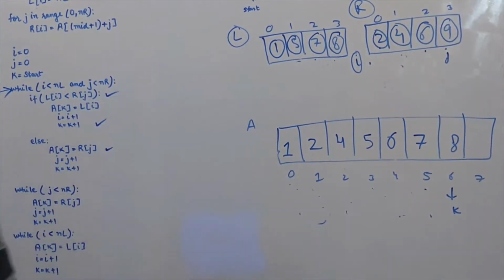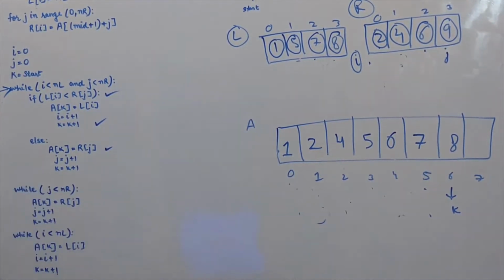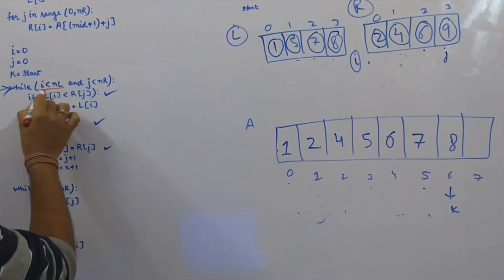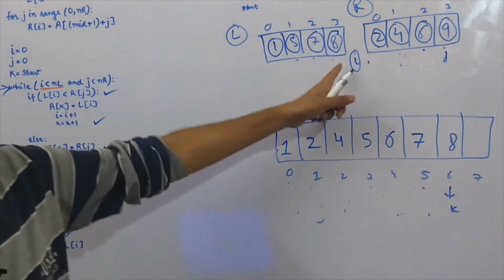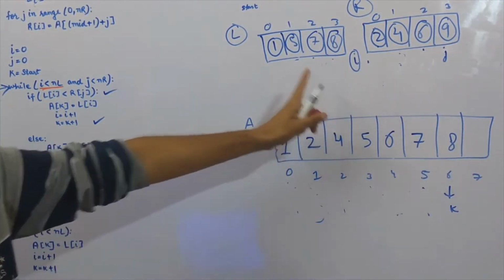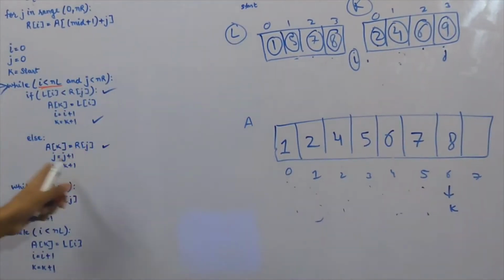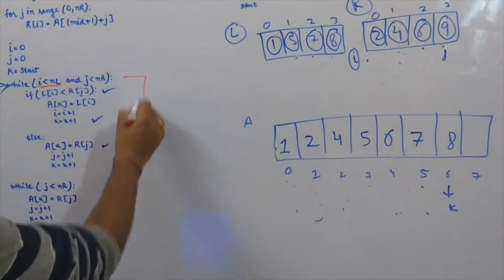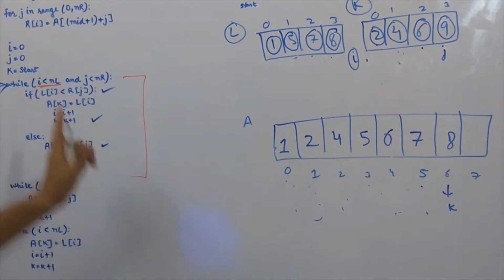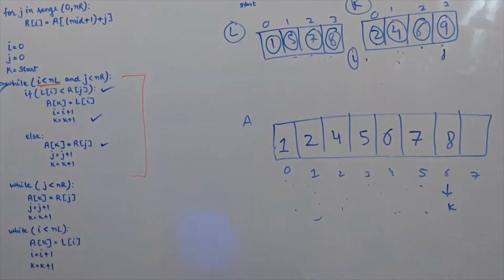Now you have to see it clearly: one of the conditions is breaking. Now i is not less than NL, as i has already surpassed the length of the array. So we will not go into this loop. Now this condition is broken and we have to move out of this loop.